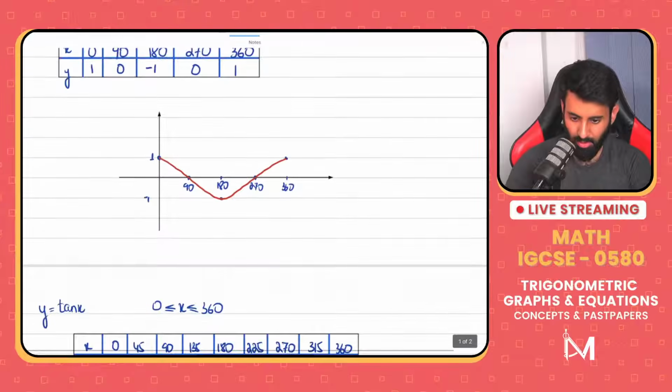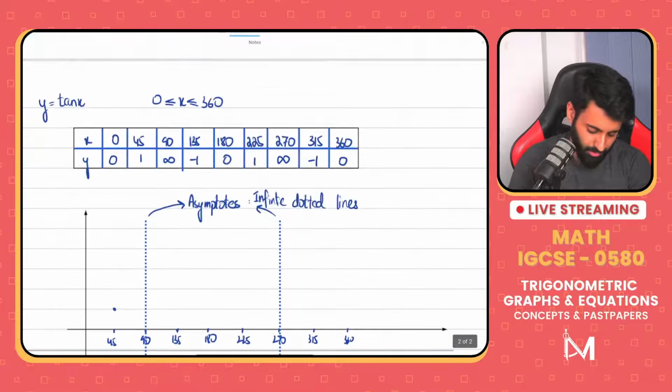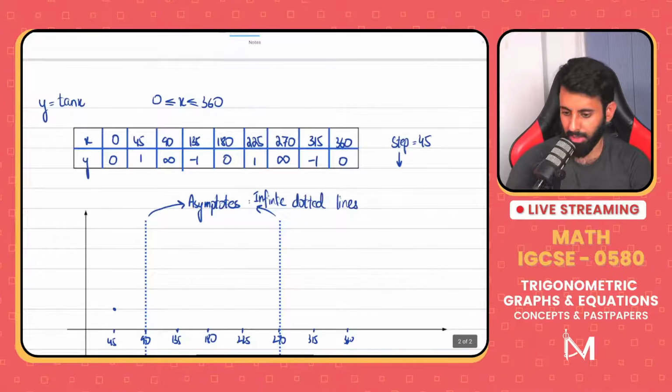How do you find x, y values? So x values we assume and y values we find by simply plugging in the values of x that we assumed. So in tan, the step that we take is 45. And what is a step? Just so you know, I'll write it down.